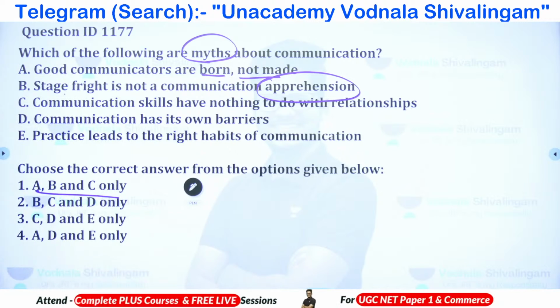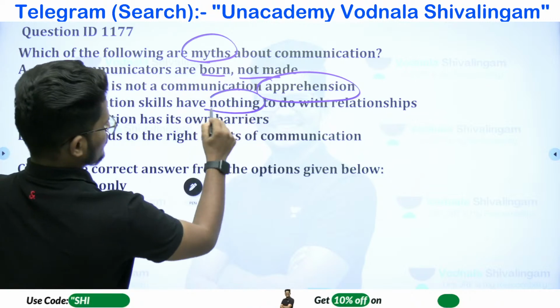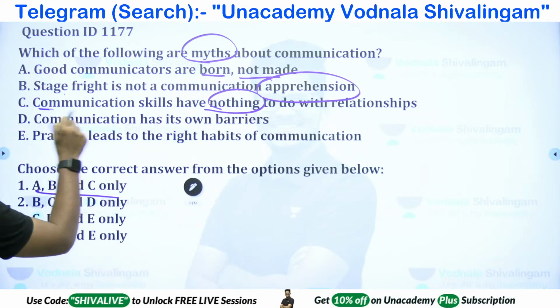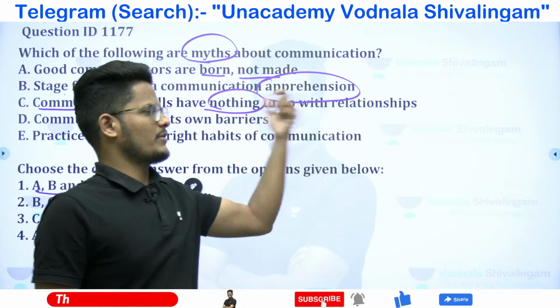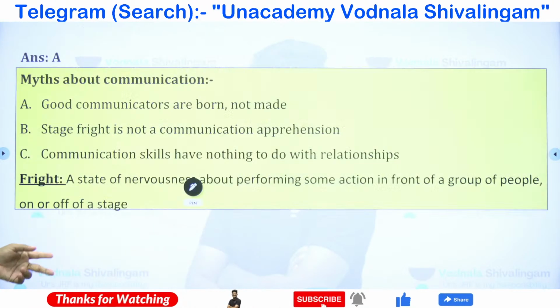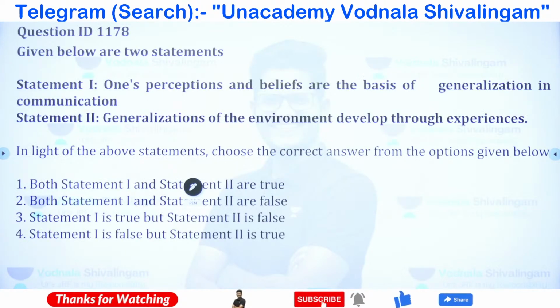And here C, communication skills have nothing to do with relationships. By everything, if you communicate properly, the relationship will be proper. Otherwise, it will not be. So that is also another myth.